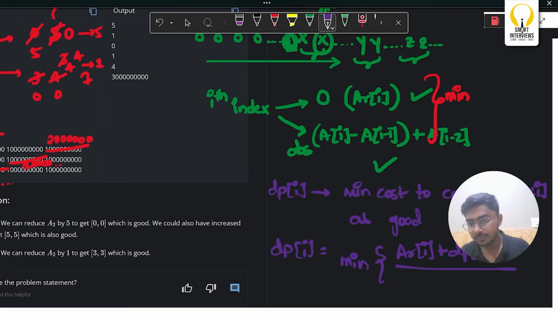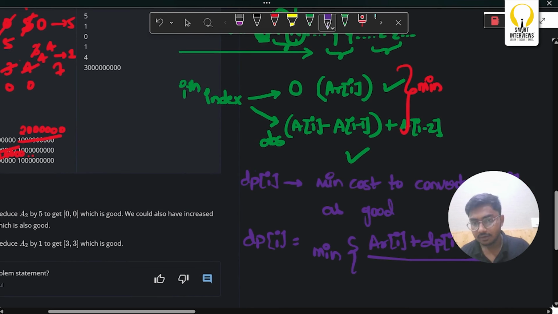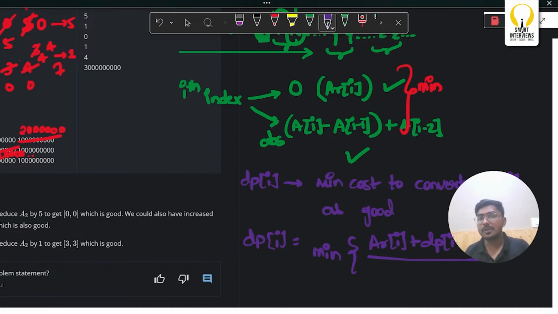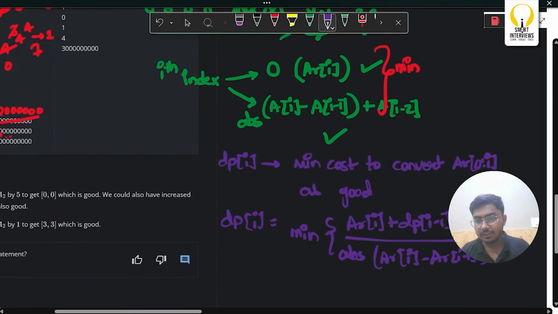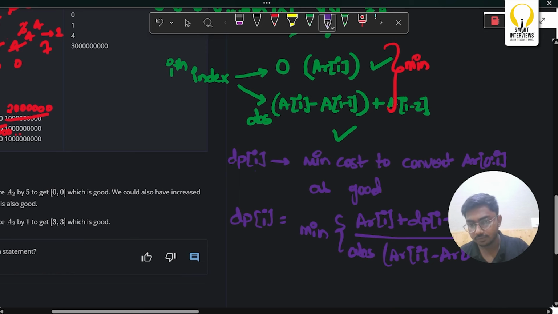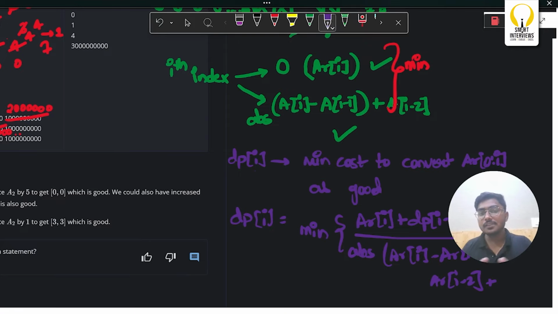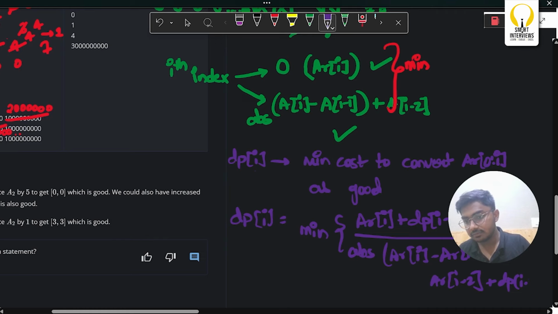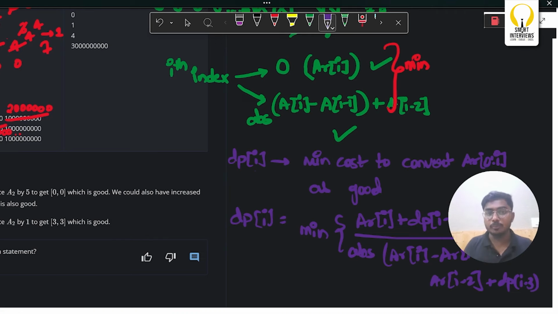Or the second option here is the cost to make the current element equivalent to the previous element: absolute of array of I minus array of I minus 1, plus I need to make the second element, I minus 2, as 0. That is going to be array of I minus 2, plus the minimum cost to make I minus 3 elements good, that is DP of I minus 3. And again, there will be a few base conditions.